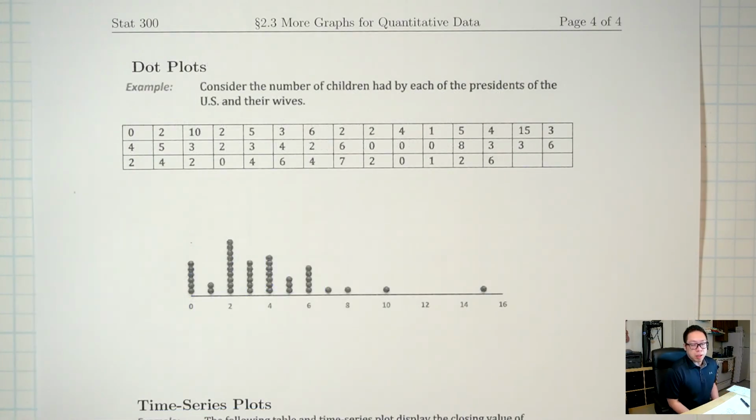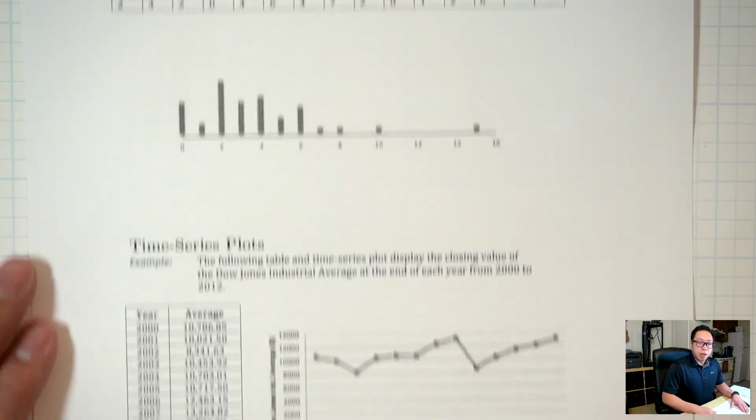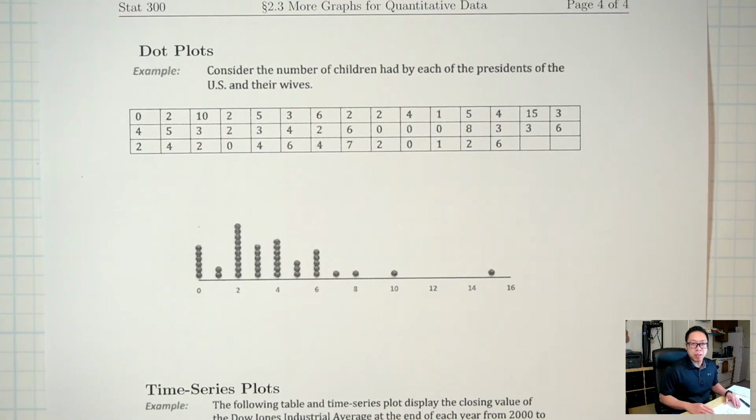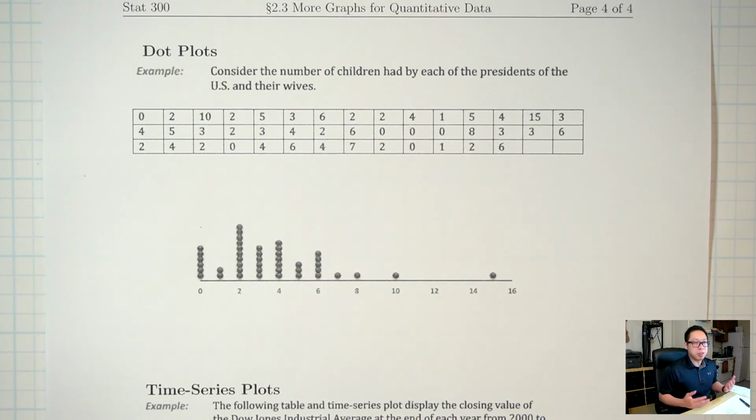The last two plots that I'll mention very briefly are dot plots and time series plots. For these two plots, we're not going to go through these in detail, just know that they exist. What I want you to do for these is just stare at them for a minute or two and make sure you understand how they work.